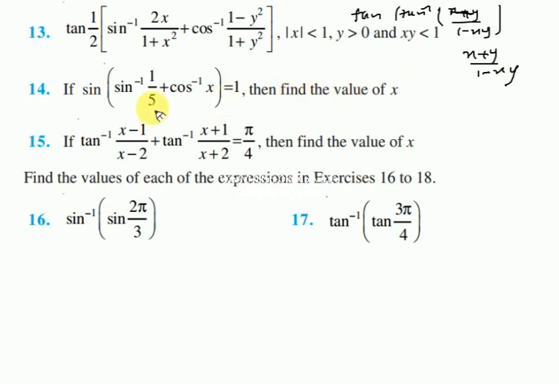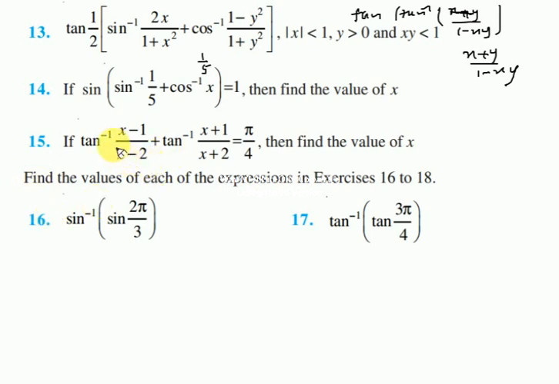So in question number 14, sin can be shifted to the right hand side, then it will be sin inverse of 1. Sin inverse of 1 is pi by 2. Sin inverse of x plus cos inverse of x is equal to pi by 2. Therefore, in place of x, you should have 1 by 2 to get that pi by 2. Question number 15 is a very important problem.